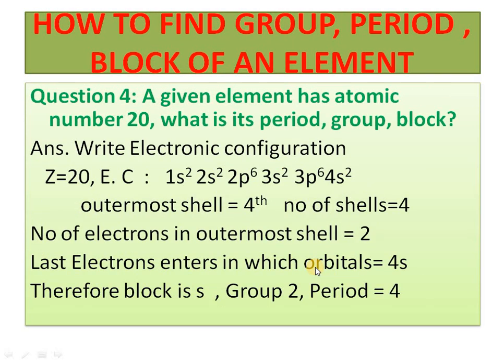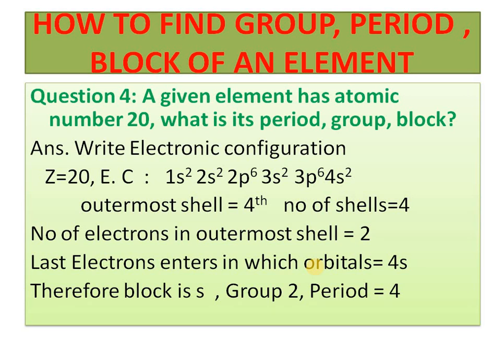Similarly, let us take atomic number 20. We can find the period, group and block. Now this question is combined. Earlier we discussed the period, then the block, then the group. Now it is a combined question. Whatever questions we do now, we will do combined questions to cover each block's elements.